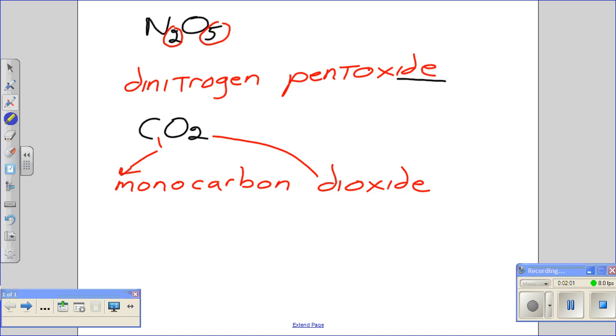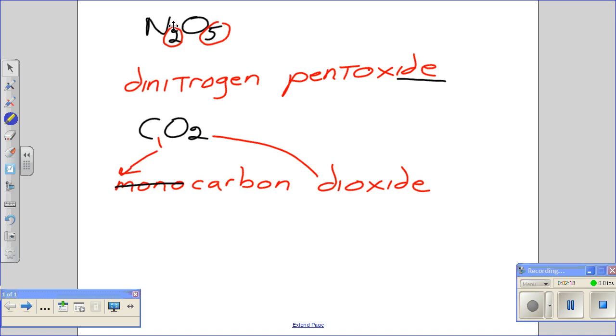Except for one thing. The naming rules, for some reason, say leave out mono at the beginning of a name because it's just ugly. So this would be carbon dioxide.